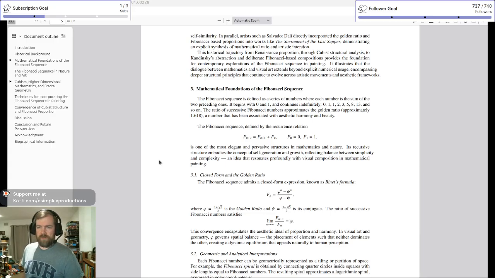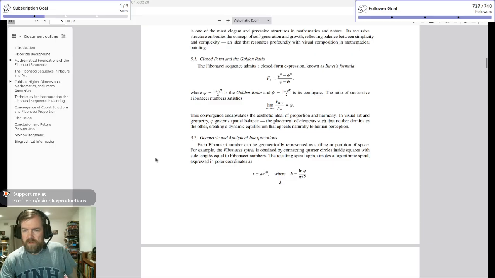The Fibonacci sequence is defined as a series of numbers where each number is the sum of the two preceding. It begins with 0, 1, and continues indefinitely: 0, 1, 1, 2, 3, 5, 8, 13, etc. The ratio of successive Fibonacci numbers approximates the golden ratio, approaching (1 plus the square root of 5) over 2. Show the closed form, etc.